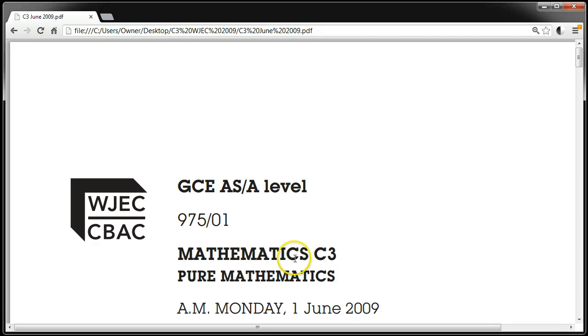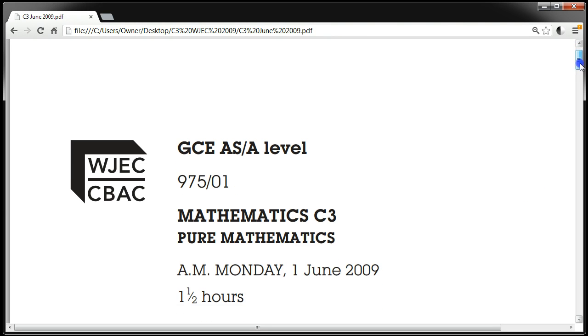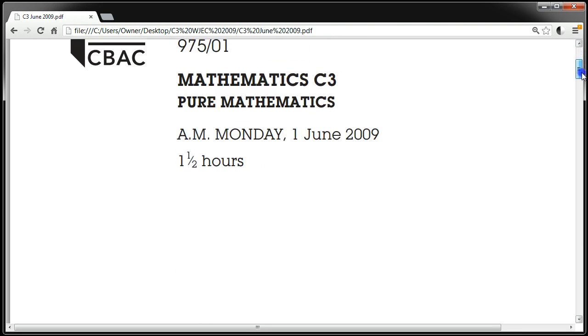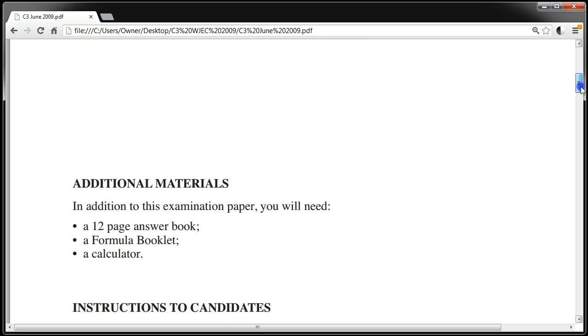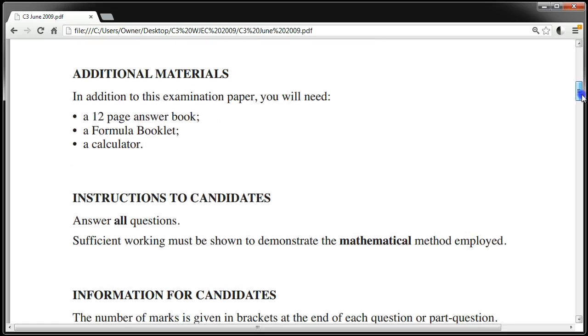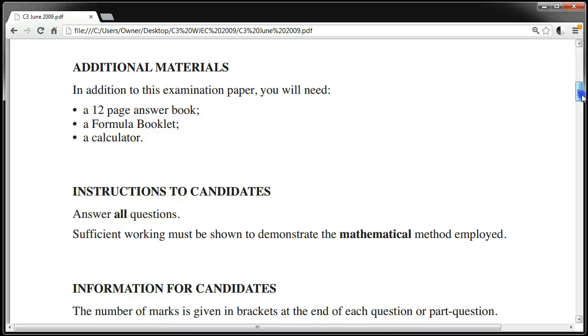Okay then guys, let's have a quick look at this paper. It's the June 2009 C3 paper for WJEC. Let's have a look through the paper, see if there's any surprises as we go through it. It's a 90-minute paper, of course, as usual. We've got a formula booklet and a calculator. We should have our own calculator there.